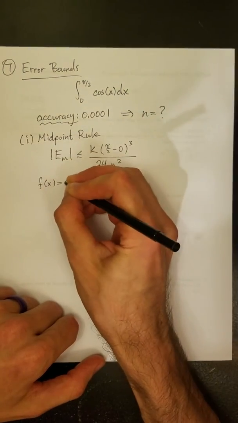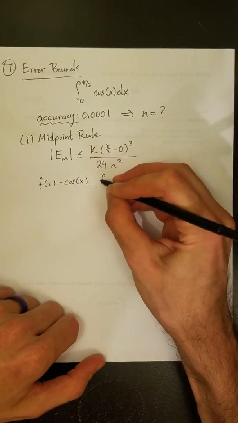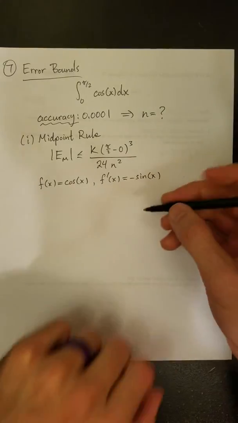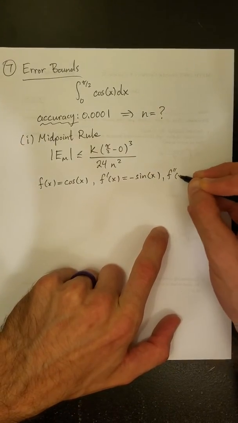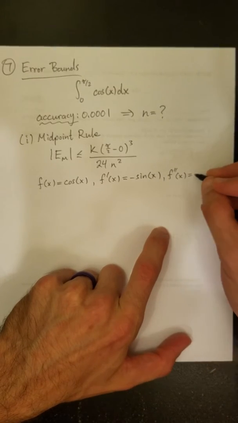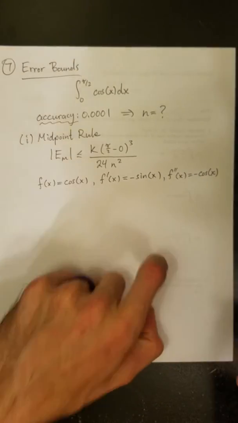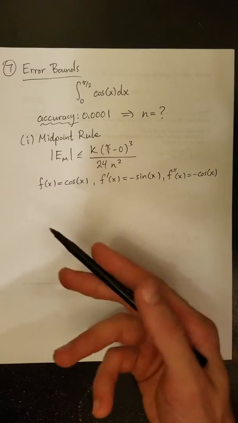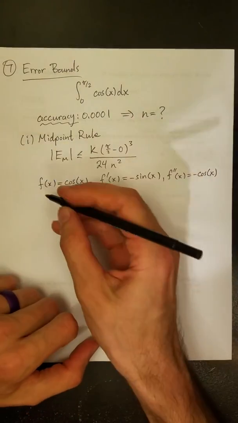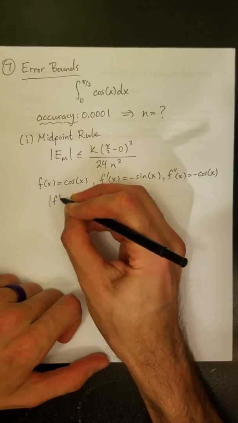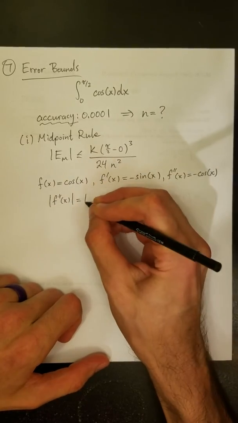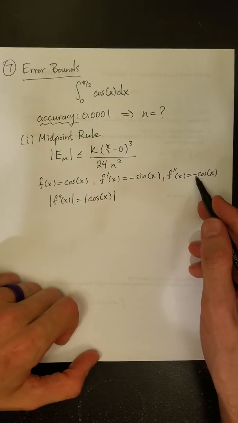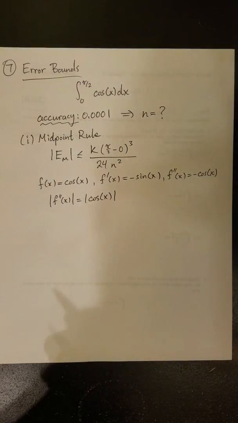Our function that we're dealing with is cosine of x, so we need to take two derivatives. The first derivative of cosine is negative sine, and the second derivative is the derivative of the first derivative, so this is going to be negative cosine of x. Our second derivative is basically just negative the function. We need the absolute value of the second derivative, and in this case it turns out to be just the absolute value of cosine. I could say absolute value of negative cosine, but of course that negative sign really does nothing here.